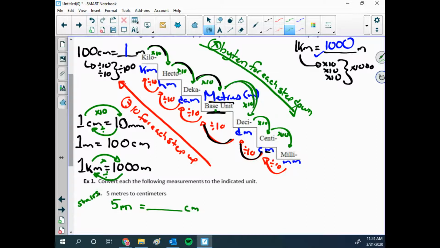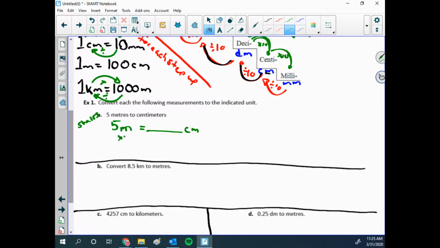So I got to times by 10 once, twice. So times by 10 and times by 10, which is the same as timesing by 100. So 5 times 10 times 10, or 5 times 100, is going to give me 500 centimeters. Don't say I'm timesing by 10 twice and go like 2 times 10, because that's only timesing by 20. When really we're timesing by 10 times 10, which is 100. So don't make that mistake. I see people do that quite often.